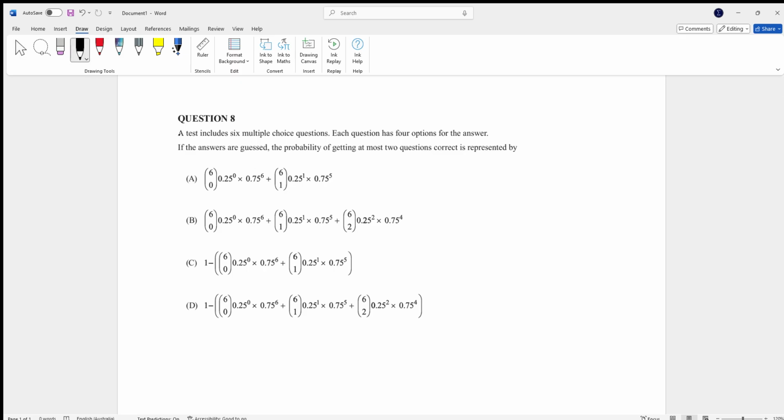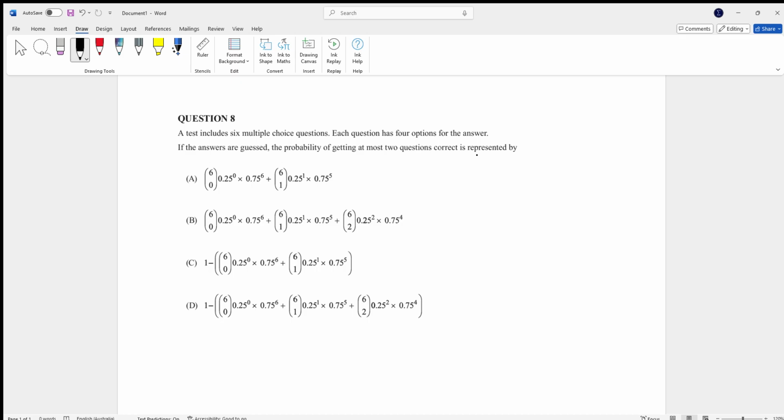So question 8. A test includes 6 multiple choice questions. Each question has 4 options for an answer. If the answers are guessed, the probability of getting at most 2 questions correct is represented by. So here, the reason why it's binomial is because binomial probability comes down to a probability of one thing or another occurring. So you can break it down to 2 things because bi means 2.